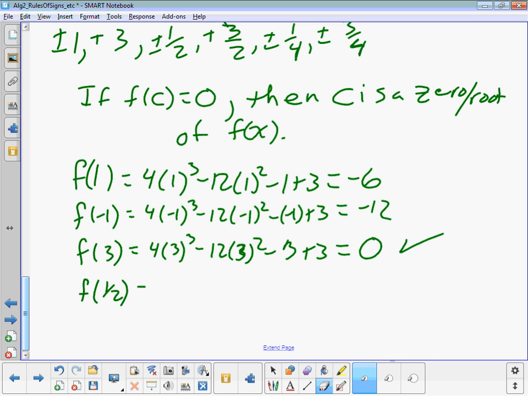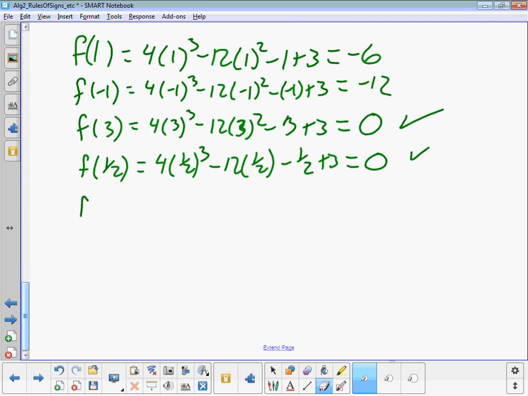So I'm going to try a 1/2, because that's just the next number in my line. So I got 4 times 1/2 cubed minus 12 times 1/2 squared minus 1/2 plus 3. And if I run that through my calculator, I get 0. There's my second one. I have both of my positive real roots. Now I just have to find a negative real root, and I want to just go with the next number here, -1/2. See what happens.